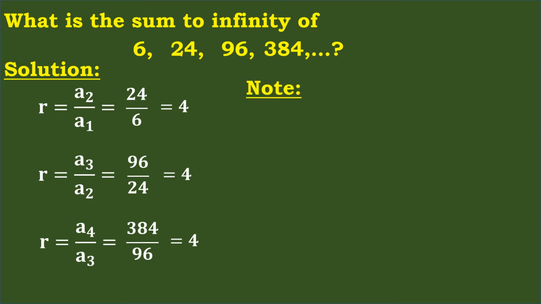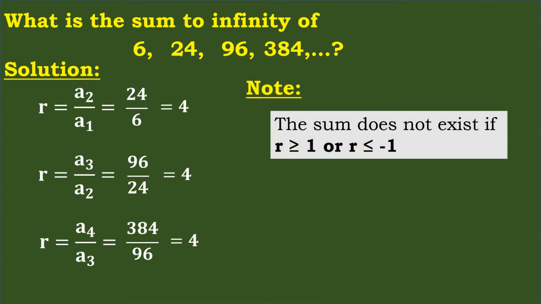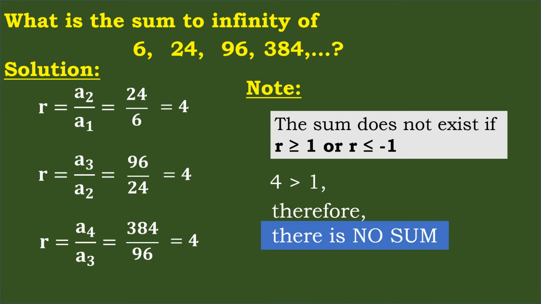Kung naaalala nyo yung condition na sinabi ko kanina, the sum does not exist if the common ratio is greater than or equal to 1, or the common ratio is less than or equal to -1. Ang common ratio natin ay 4. And we know that 4 is greater than 1. Therefore, there is no sum.